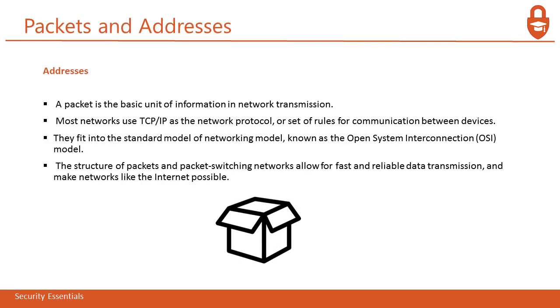A packet is the basic unit of information in network transmission. We communicate in a packet form whenever data is transmitting over the internet. Most networks use TCP/IP as the network protocol, or a set of rules for communication between devices. They fit into the standard model of networking protocols known as the OSI model. The structure of packets and packet switching networks allows for fast and reliable data transmission and makes networks like the internet possible. Whenever we are connected with the internet, we have a unique IP address and the data is transmitting in packet form, and that packet is transmitting between unique IP addresses.